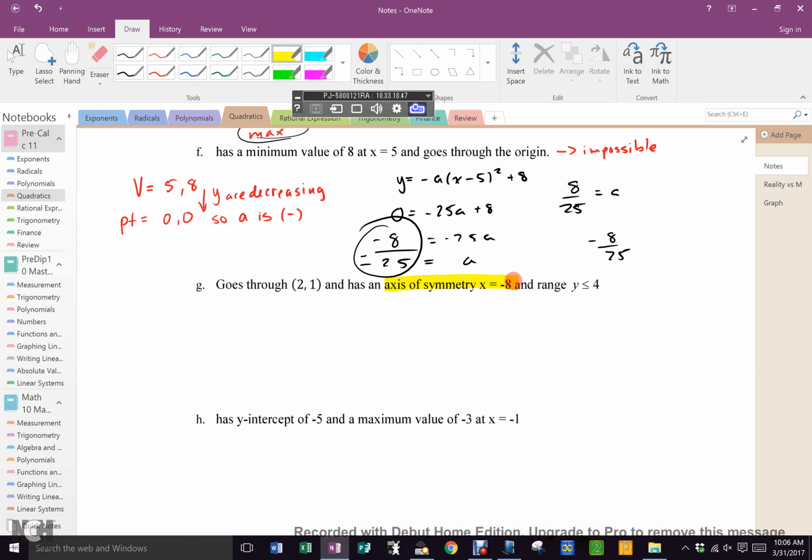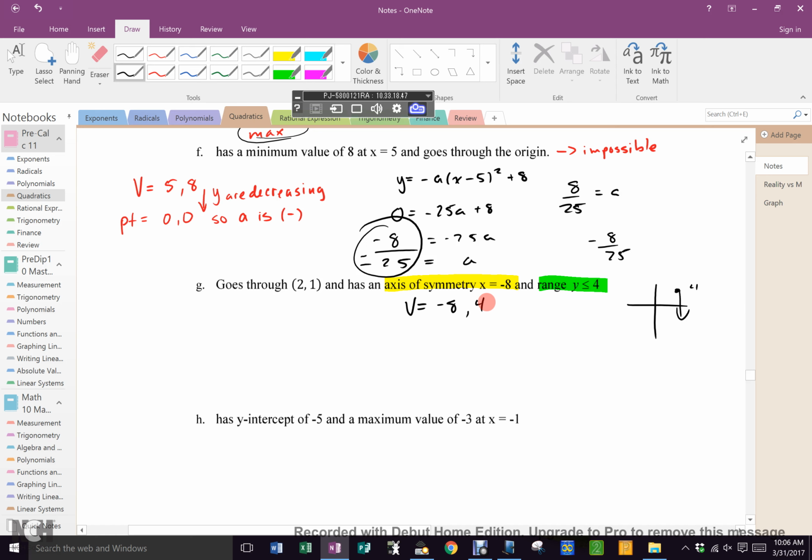It's the vertical line through the vertex, yes? So does that give me an x on my vertex? What is it? Negative 8. And it's got a range of y is less than 4. What does that mean? That means on my graph, 4 is the maximum value. So which way does the graph go? Down. So what is the y value of my vertex? Positive 4. Is everybody cool there?